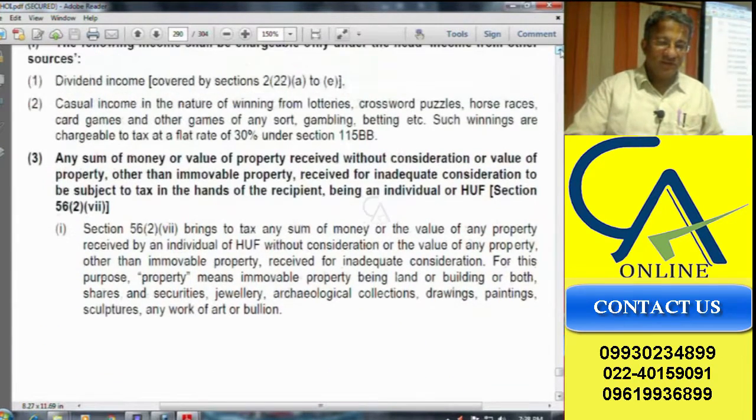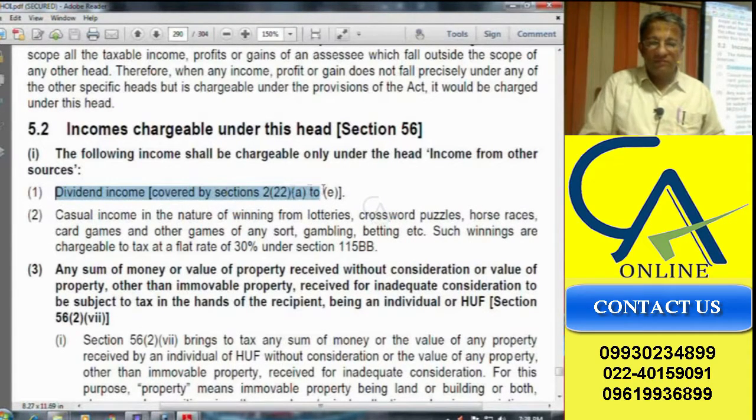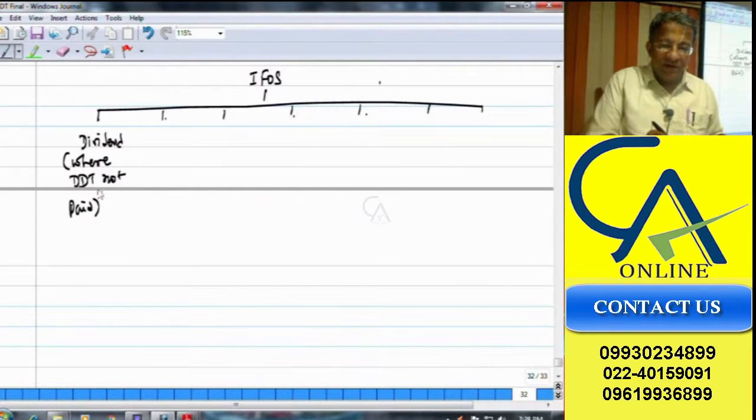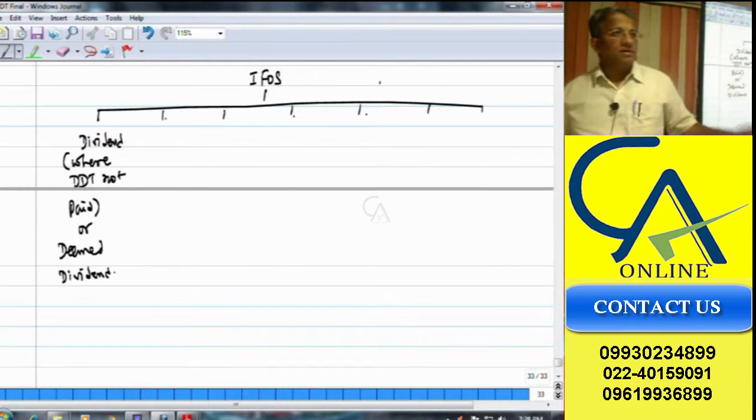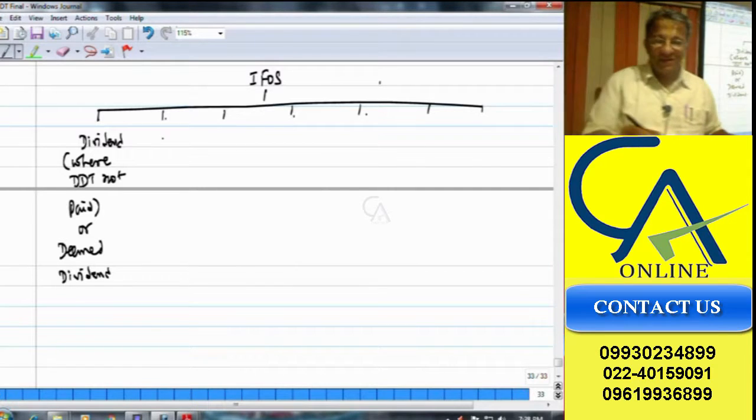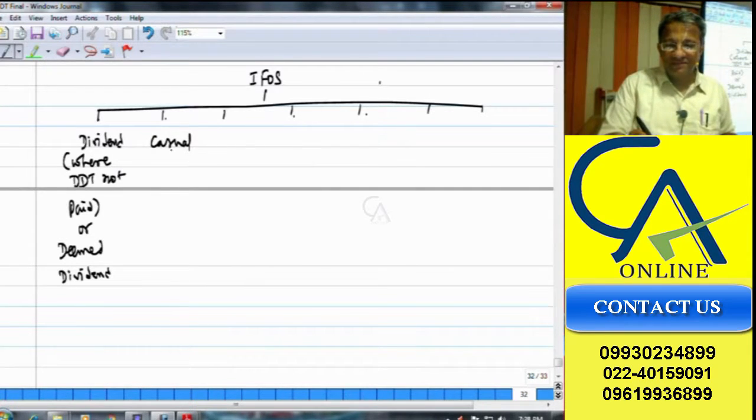Look into the first thing that we are talking about. Dividend income is covered under section 2(22)(a) to (e). It is deemed dividend, where DDT is not paid. What is the second one? You have seen it: casual income. What is this casual income?